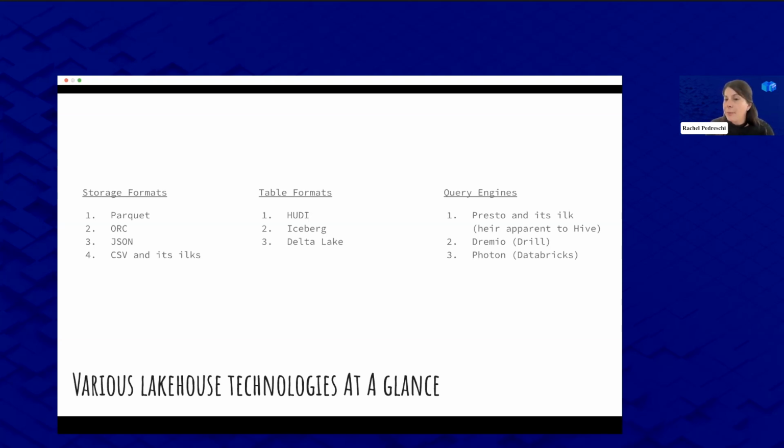You might have heard of Dremio. They were based on an open source project at one point called Drill. Photon is another one that comes out of Databricks, and Photon's really interesting because it's a C++ vectorized engine. Oh, no, it's not C++, it's just a vectorized engine. So it's even pushing this concept a little bit further.